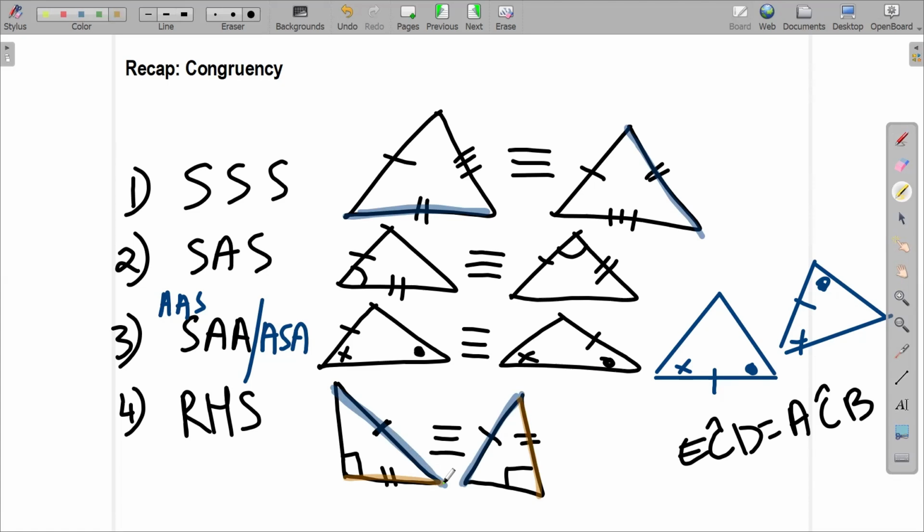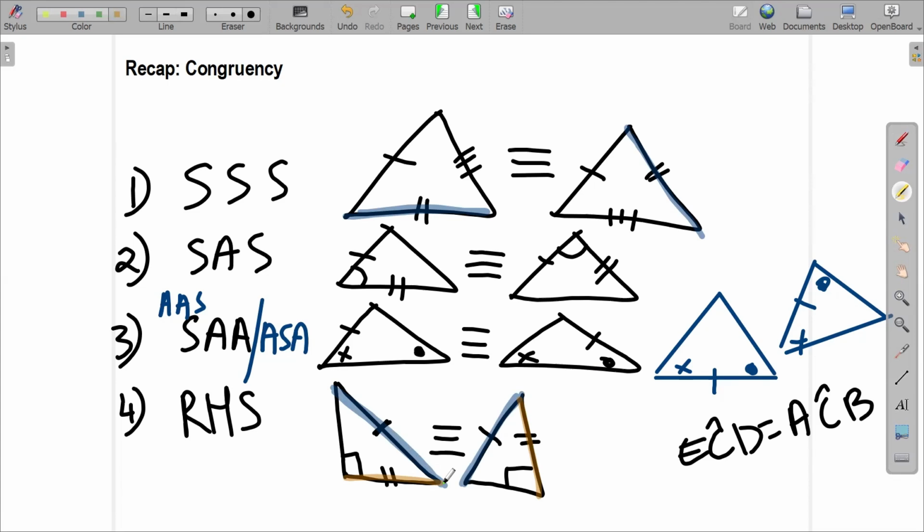There are a number of questions being asked around this, from proving that stuff is congruent to using congruency to prove that angles are equal or sides are equal. There's a lot of work here being done.